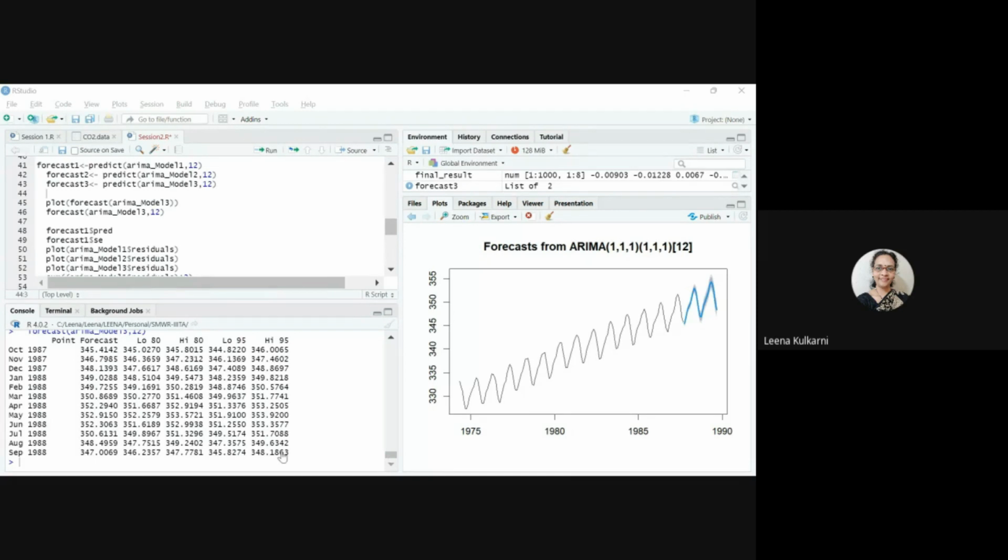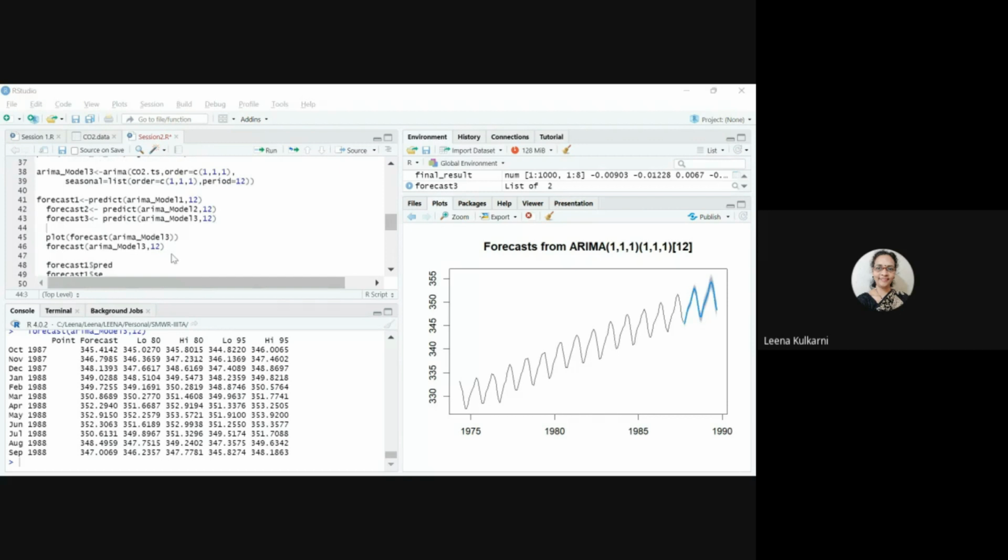Yes, I will paste the commands. Yes. So which one did I post first previously? Forecast 3. ARIMA model 3. Okay.